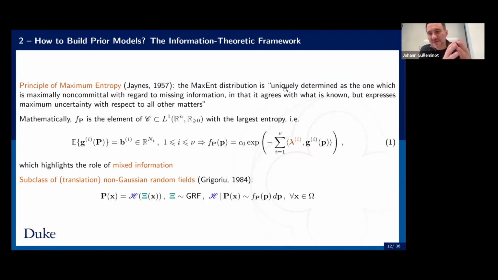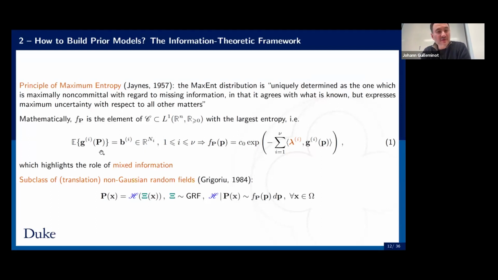The maximum entropy distribution is uniquely determined as the one which is maximally non-committal with respect to missing information. So I'm not accounting for something that I don't know, but at the same time, I am using the information that I have, okay? So mathematically, this is to say that the density function you are trying to build is an element of a function space, which is a subset of the space of integrable functions with positive values that has the largest entropy.